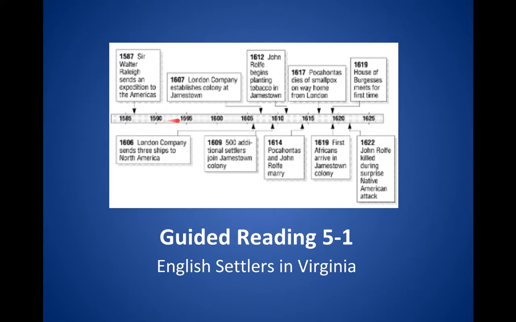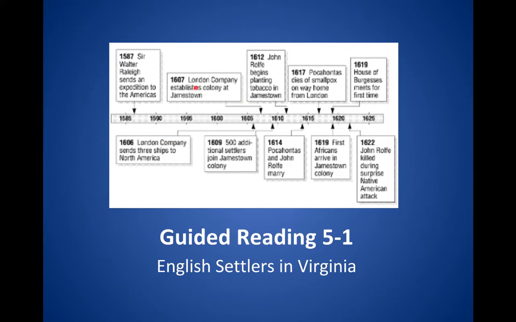And then you can see years pass after this first expedition, this first Roanoke colony. And then we come to 1606. The London Company sends 3 ships to America. So we'll talk about the London Company today and how they financed the expeditions, the English expeditions to North America. So that first happened in 1606.